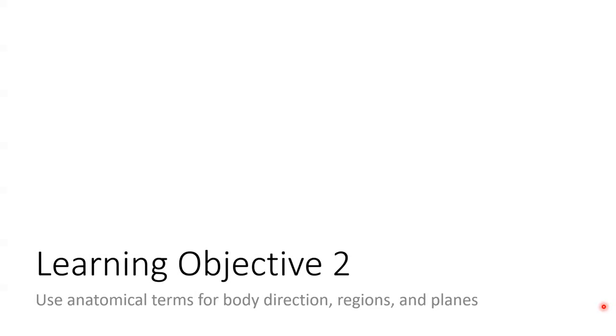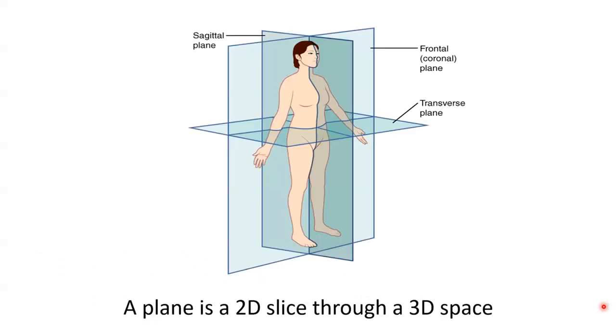Moving beyond the terms anatomy and physiology, we have a whole range of terms used to describe body direction, regions, and planes. These terms are precisely defined and allow us to communicate clearly and without confusion. So beginning with planes: a plane is a two-dimensional slice through a three-dimensional space or object. When we study parts of the body, we describe them relative to these planes. The three major planes that are used to describe body anatomy are the sagittal, frontal, and the transverse plane.